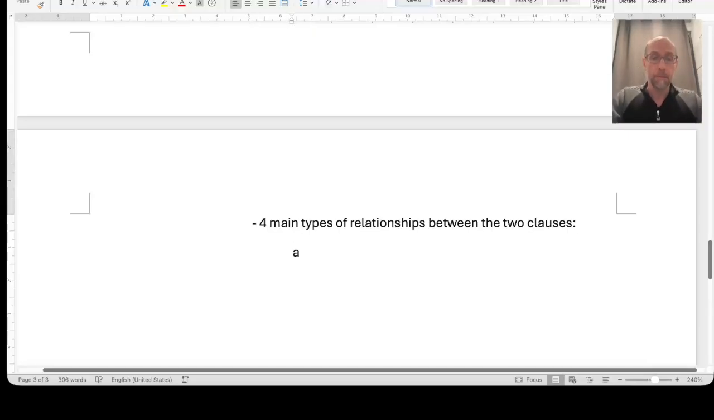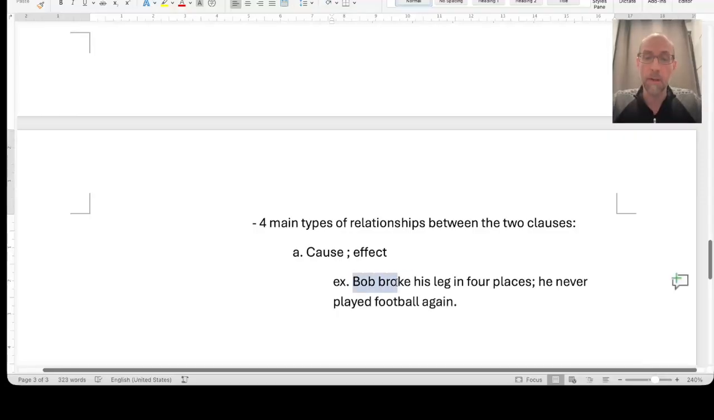A would be cause, semicolon, effect. Okay, so for an example like that, you could say something like, Bob broke, subject verb, we have an independent clause, semicolon. He never played, subject verb. Can you see how that first one, the breaking of his leg in 4 places, caused the second one? He never played football again. I think that's pretty clear. And those 2 are obviously very closely related. So that's a very common way that we can use just a semicolon.